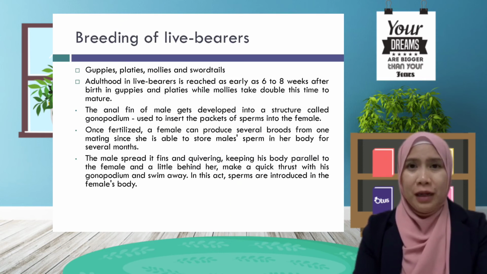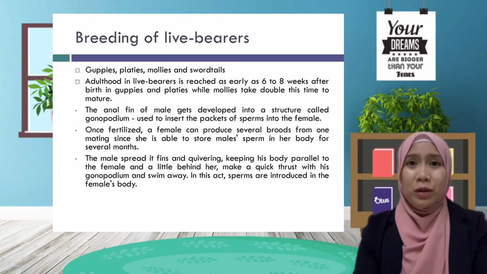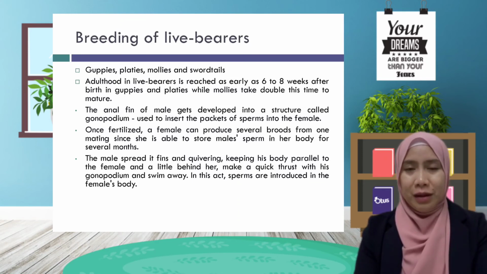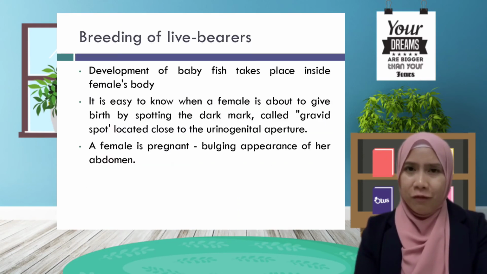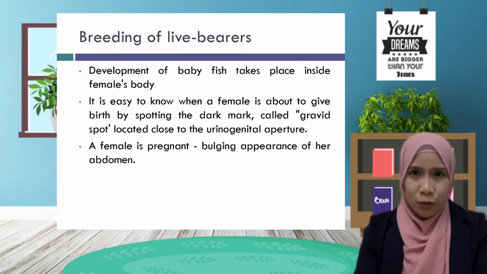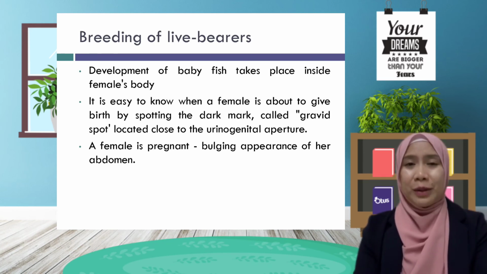The male spreads its fins and quivers, keeping his body parallel to the female, and a little behind her, makes a quick thrust with his gonopodium and swims away. In this way, sperm is introduced into the female's body and the eggs are fertilized. Development of baby fish takes place inside the female's body, and after about 4 weeks, a brood of 6 to 100, depending on the species and age of the mother, is delivered.